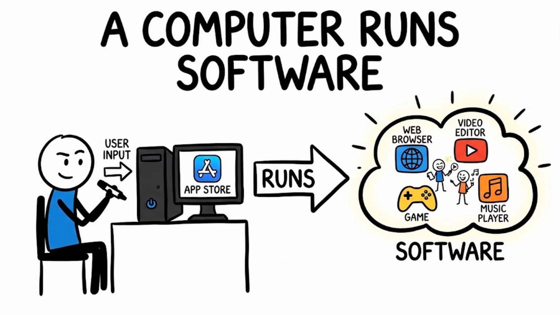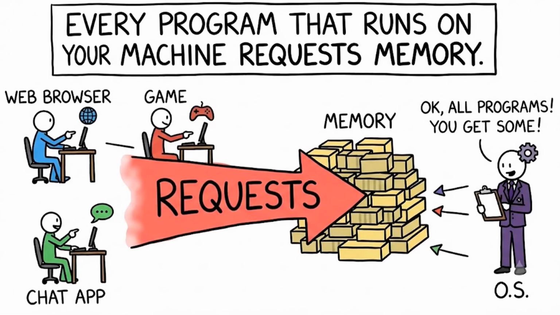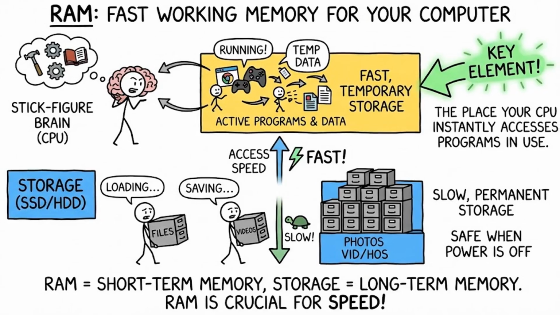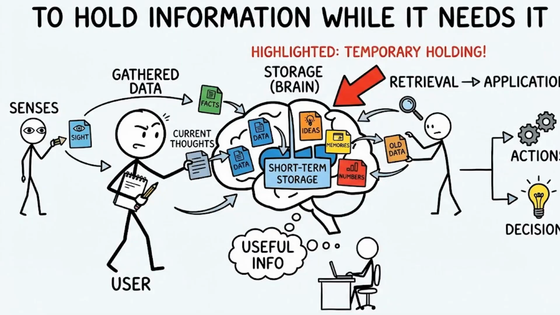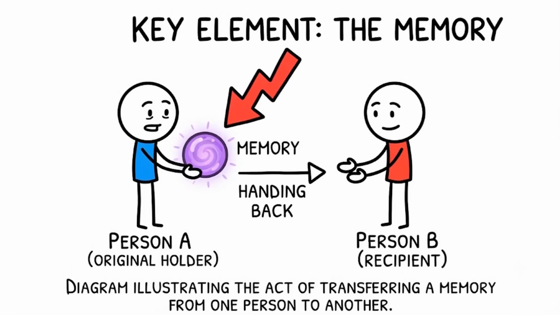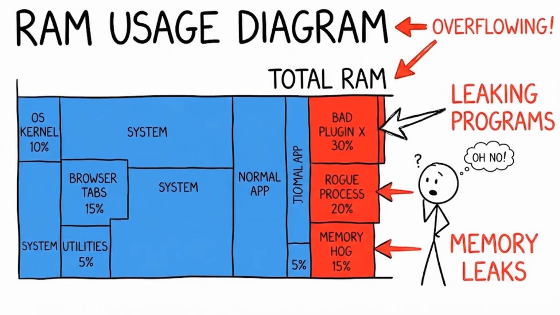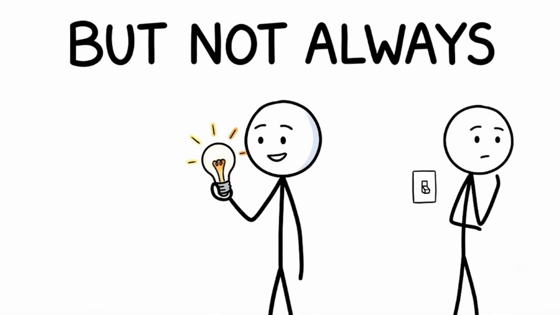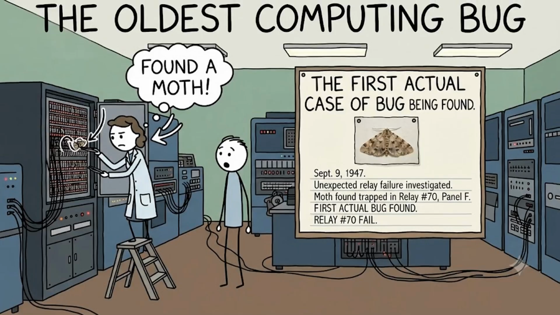A computer runs software. Every program that runs on your machine requests memory from the operating system to work with. RAM, the fast-working memory your computer uses to hold information while it needs it. When a program closes, it is supposed to hand that memory back so other programs can use it. Most of the time, in most programs, this works correctly. But not always. Memory leaks are one of the oldest bugs in computing.